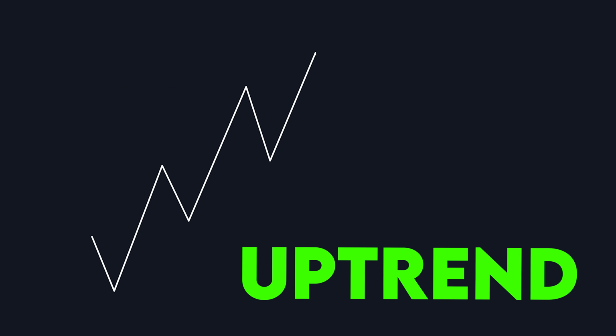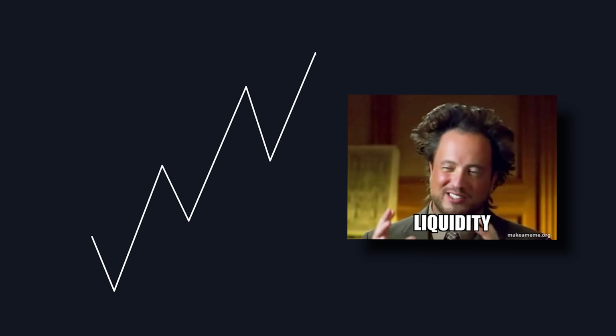So now that we know what both market structure and liquidity are, let's combine the two and make a strategy out of it. So first things first, we get a chart that looks like this, making higher lows and higher highs, and it's made breaks of structure to the upside. So since this has happened, we can easily see we're in an uptrend and we only want to take long trades. Next, we need some form of liquidity so we can make sure there's enough fuel for our trade.